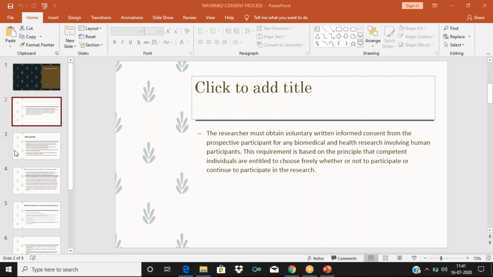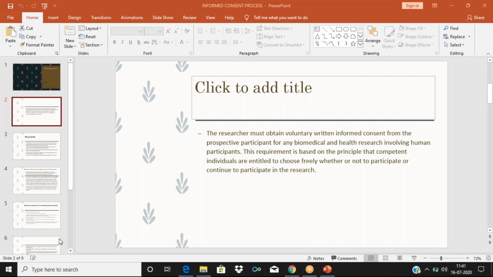Consent means their permission. That says that they are ready to participate, they're willing to participate in the study. So that is the consent. From healthy volunteers as well as from patients, we need to get their willingness or their permission to participate in the study, and this has to be properly documented.